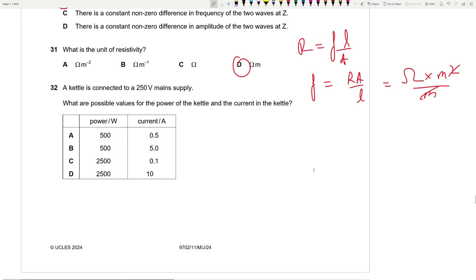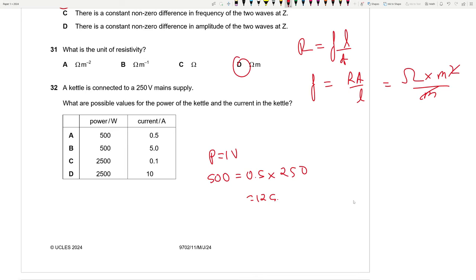Okay, 32. A kettle is connected to a 250 volt main supply. What are the possible values for the power of the kettle and the current in the kettle? Okay, we know that P is equal to IV, right? So 500 is equal to 0.5 into 250. Is that legit? 0.5 into 250 is 125. So as you can see, it's 125, which is wrong.